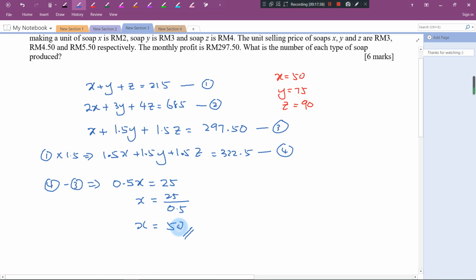Now, I substitute x equal to 50 into any two of these equations. How about I substitute x equal to 50 into the first one. 50 plus y plus z is equal to 215. Y plus z is equal to 215 minus 50, 165. Okay, correct. So let this one be the fifth equation.